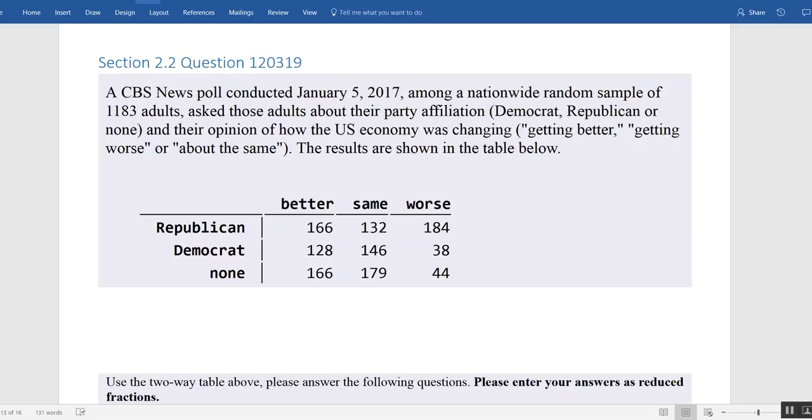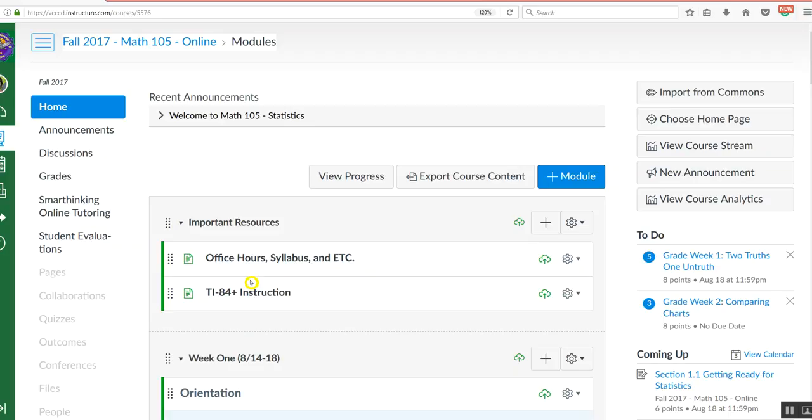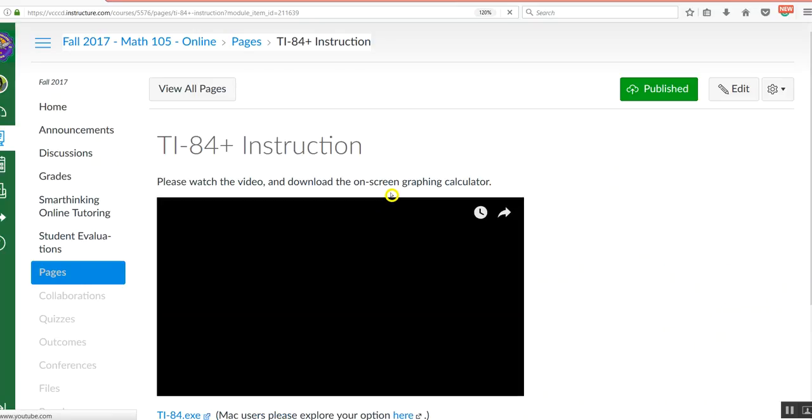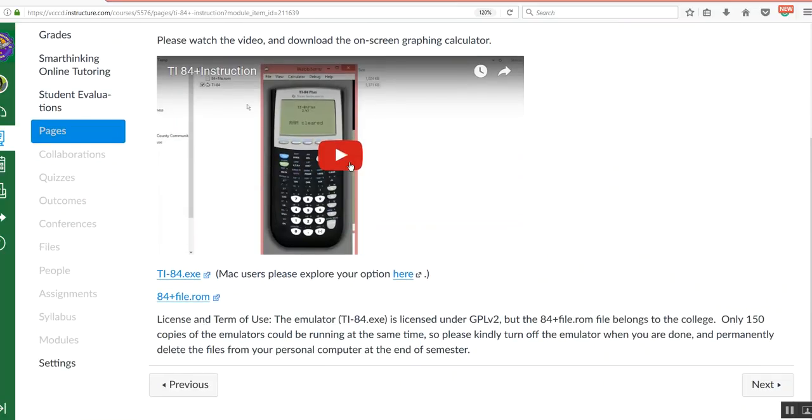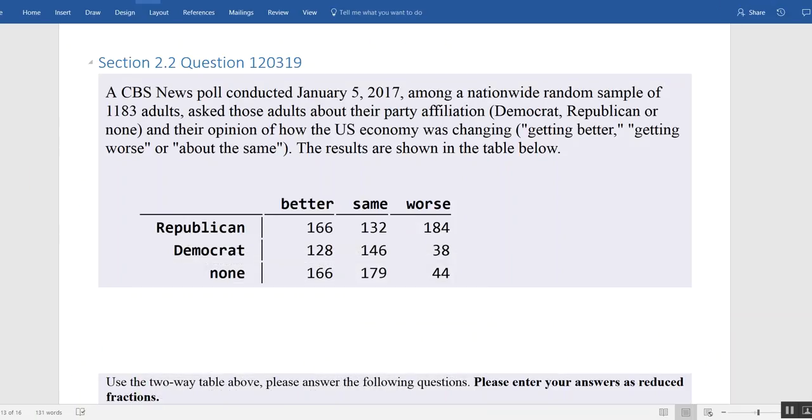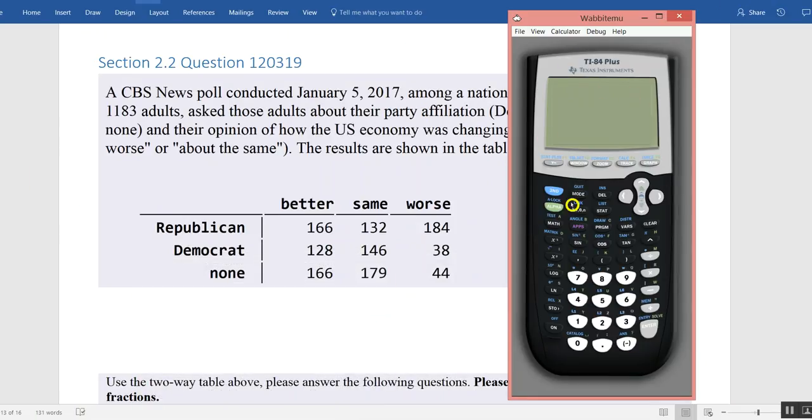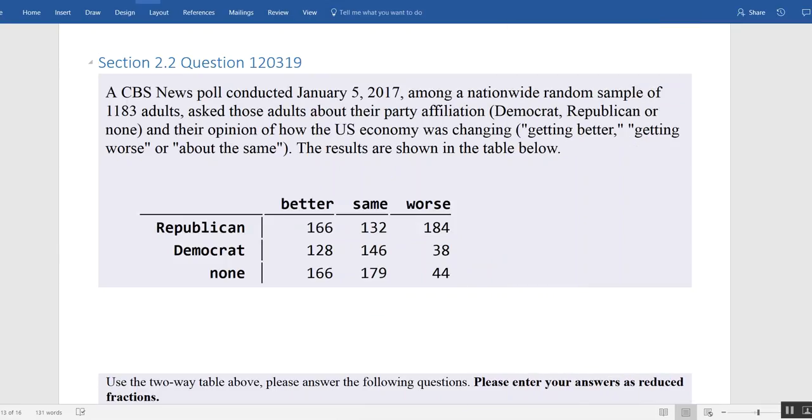In this video, I would like to talk about two-way table. Before we start this question over here, I would need you to download the graphing calculator from your home screen. So go to TI-84 instruction and make sure you watch this video over here and follow the instruction, download those two files, and load your TI-84. Your TI-84, once it's loaded, should look something like this. Okay, now let's get back to the question.